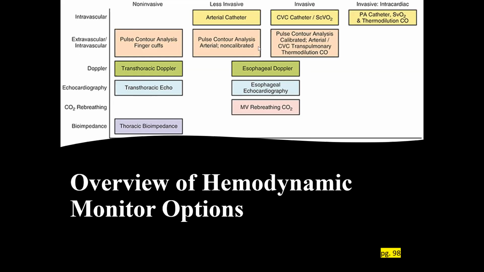But we'll talk about bioimpedance. We'll talk about the art line. We'll talk about the CVC catheter getting right atrial pressures. And we'll talk about the pulmonary artery catheter getting the full set of hemodynamic parameters.